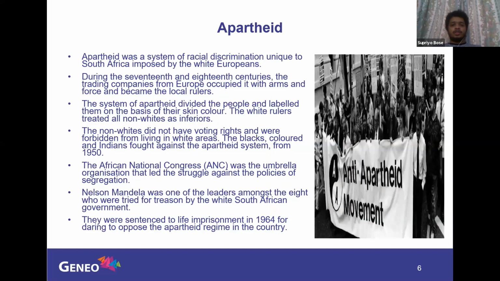Before starting with the constitution, let's talk about the apartheid. The apartheid was one of the worst things that happened in South Africa, with the people of South Africa. Here, the people were hugely discriminated on the basis of color.